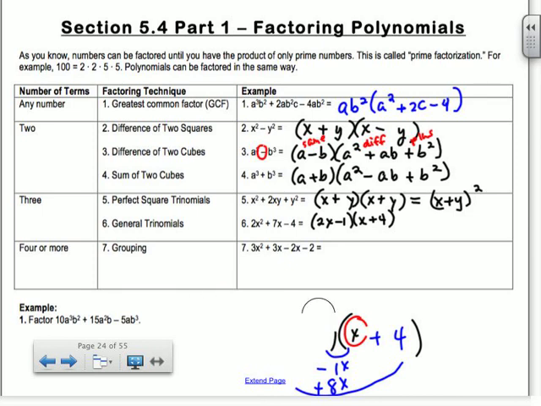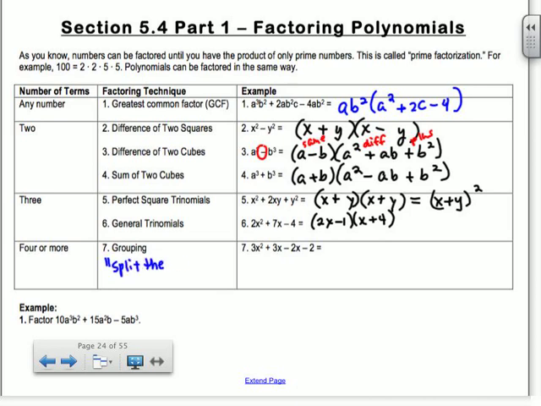Okay, and then the last method we're going to talk about is the grouping method. So the grouping method I always call split the middle. Okay, so you literally do that. You just split it right down the middle. Make sure the sign is on the right side. See how the sign goes with what it went with before. So -2x.